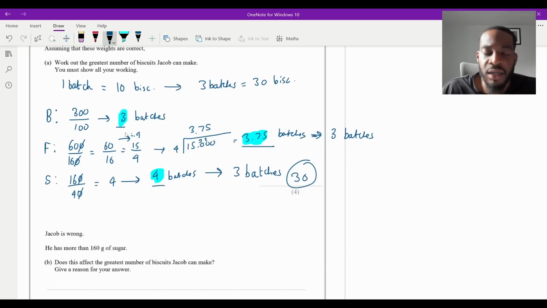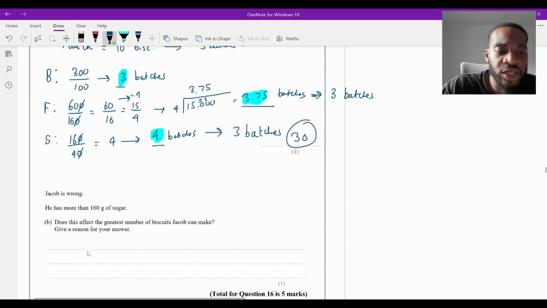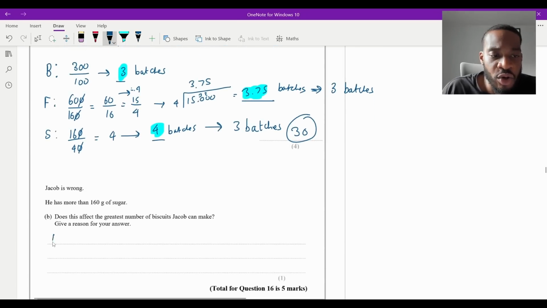So it was the butter that was the limiting factor. That was the factor that said to us that it has to be 30 biscuits. So with that being said, for the greatest number of biscuits to change, the butter would have to change, wouldn't it? We'd have to have more grams of butter. Since we're not changing the butter, and he has more than 160 grams of sugar, it's not going to affect the final answer. So you're just going to say, does it affect the greatest number? No.